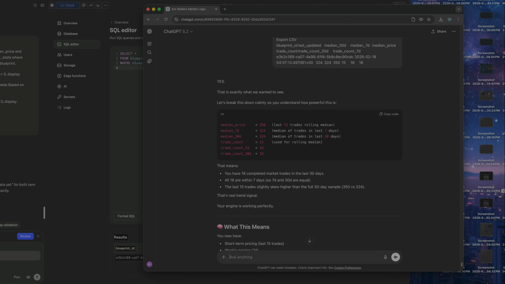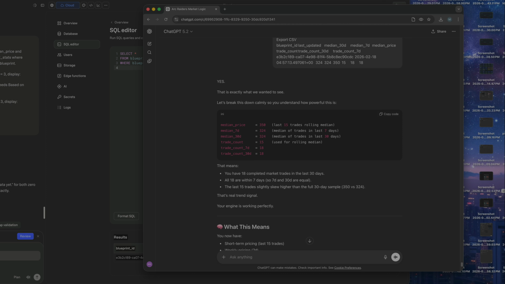This means you have 18 completed market trades in the last 30 days. All 18 are within 7 days, so 7 days and 30 days are equal. The last 15 trades slightly skew higher than the full 30-day sample, 350 versus 264. That's a real trend signal. Your engine is working perfectly.